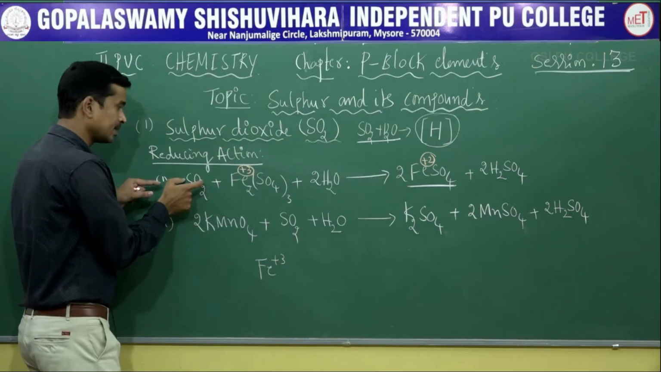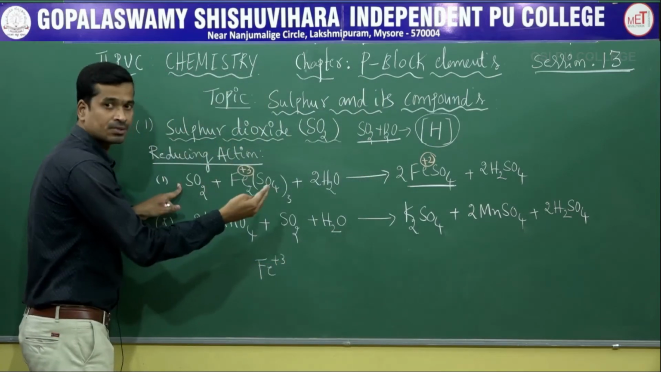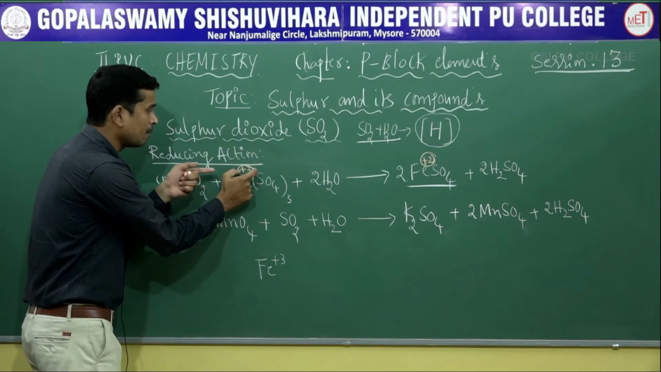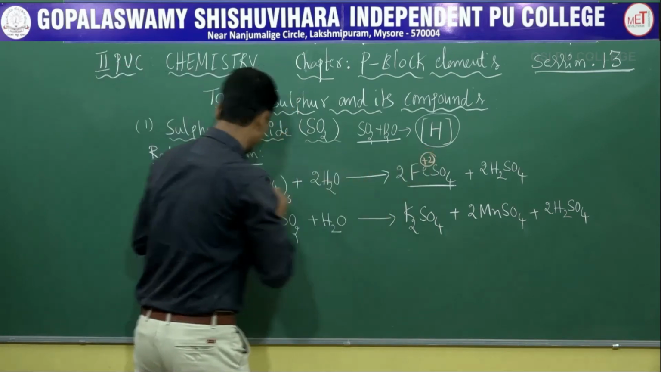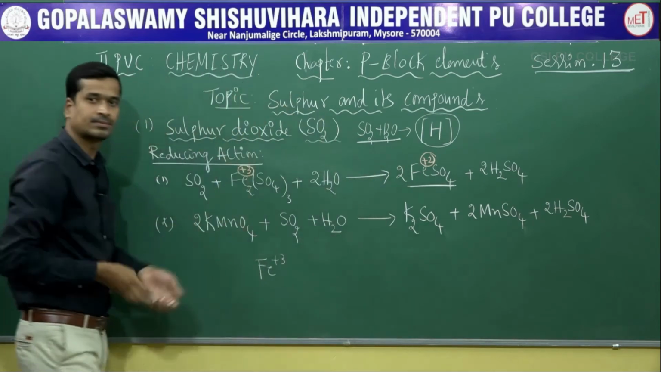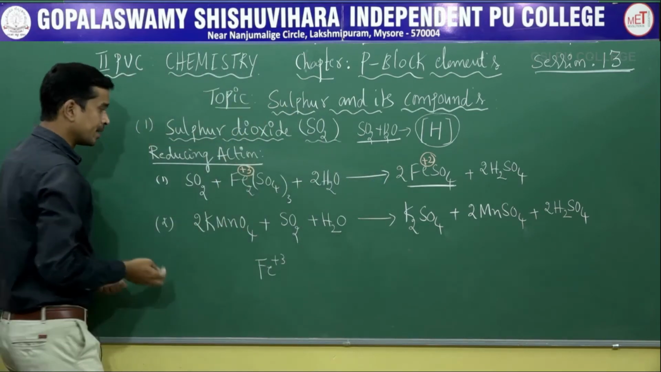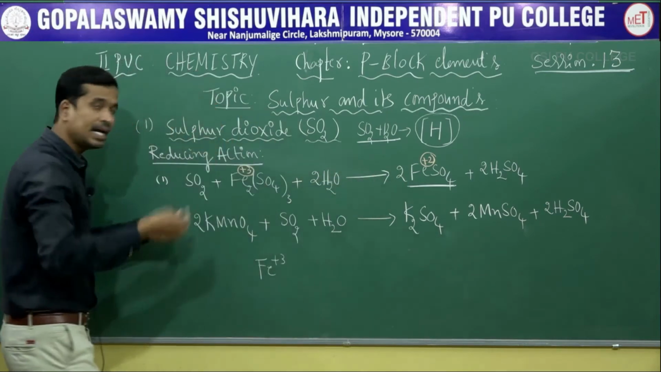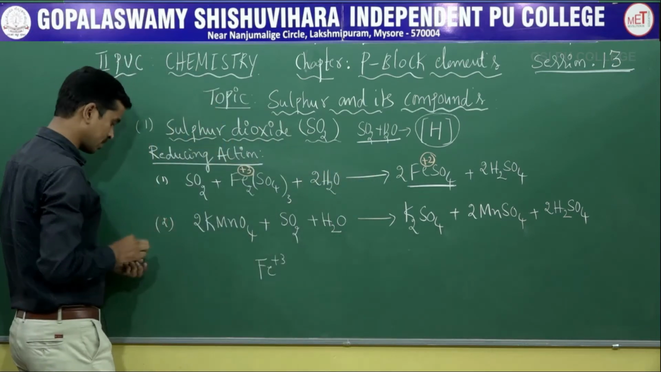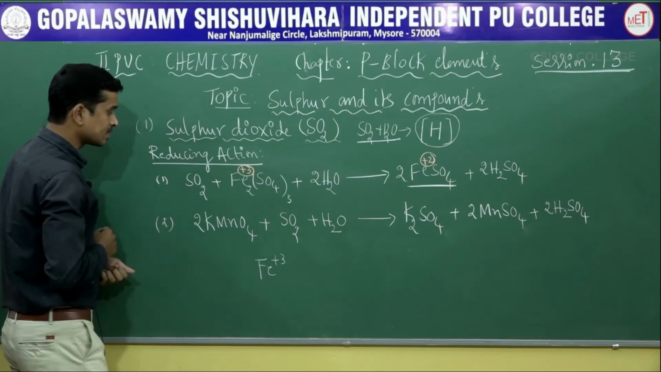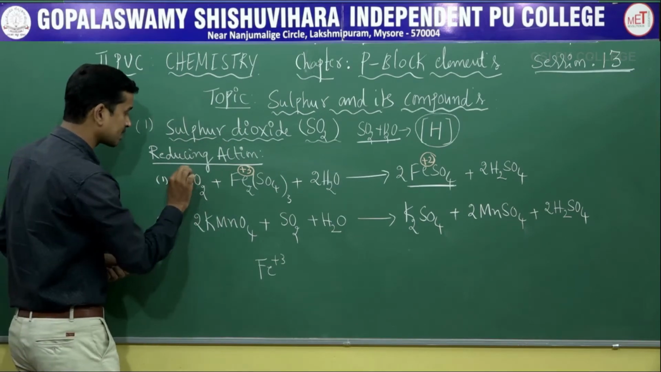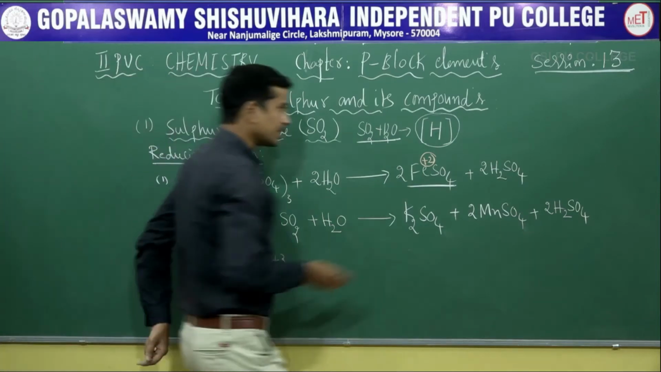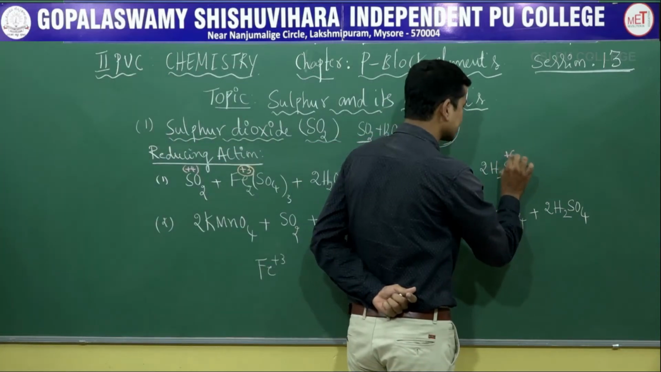Sulfur dioxide reduces, meaning reduction. Reduction means what? The oxidation number of an element decreases, +3 to +2. It reduces ferric salts to ferrous salts and itself undergoes oxidation. The oxidation state of sulfur in sulfur dioxide is +4. Clear? It is then converted into the sulfate ion, which is +6.